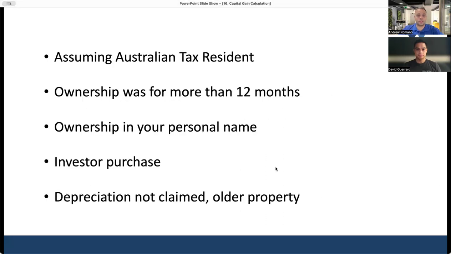So first thing, there are a few assumptions. Firstly, the taxpayer is an Australian tax resident. They've owned the property for more than 12 months. The ownership is in their personal name, so not in a trust, company, or partnership or anything like that. The purchase is done by an investor, not an owner-occupier. And just for the purposes of keeping the example simple, we won't include depreciation, so we'll assume the property is older.